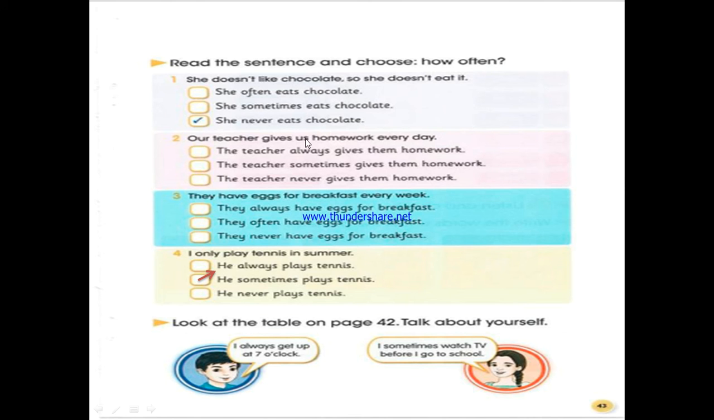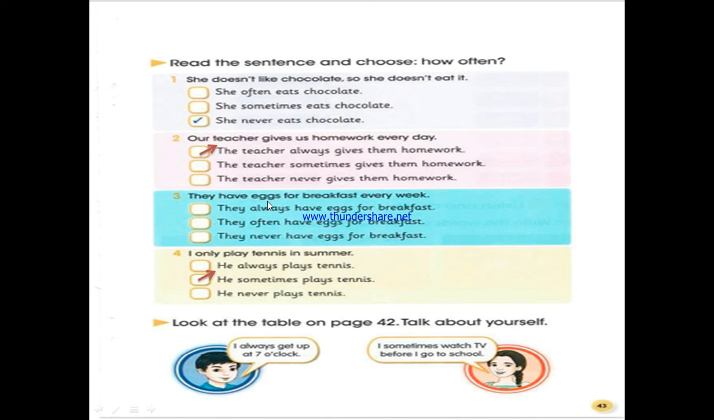Our teacher gives us homework every day. Look, we have every day, something we do 100%. Something we do daily. The teacher always gives them homework. The teacher sometimes gives them homework. The teacher never gives them homework. Okay, which one? Yes, good. The teacher always gives them homework.